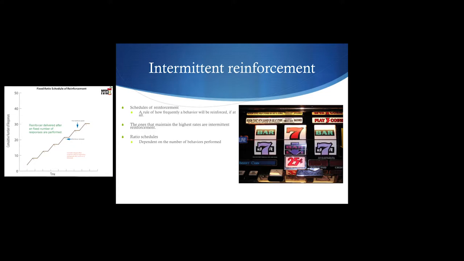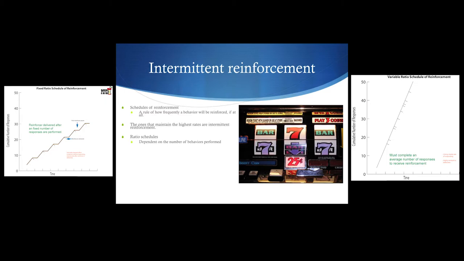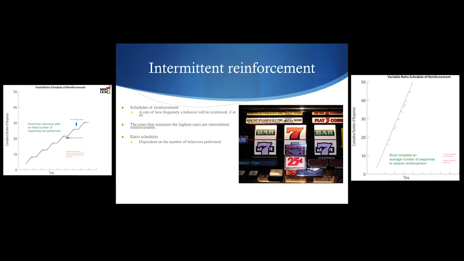Then you have a variable ratio schedule, which is where if we had a VR 4, a variable ratio 4, you would get reinforced on average every 4 responses. So that VR is going to maintain more behavior because you never know when the reinforcers are coming.